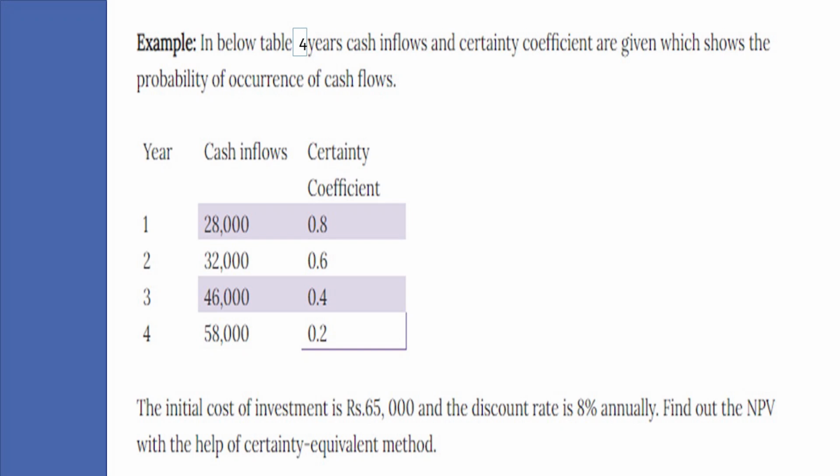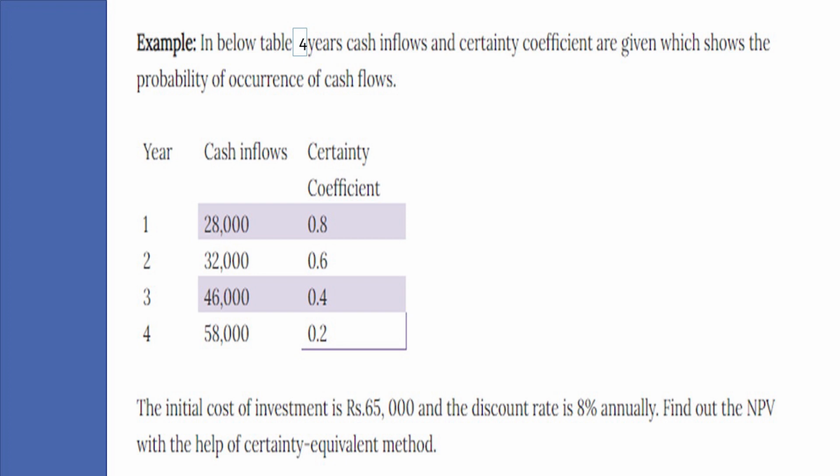Now, let me explain this whole theory with an example or an illustration. In the table given below, you can see there are 4 years of cash flows, and the certainty coefficients are also given in the question. The cash flows are 28,000, 32,000, 46,000 and 54,000, and the certainty coefficients are 0.8, 0.6, 0.4 and 0.2. You will see that for 28,000 the certainty coefficient is 0.8, which means that out of 28,000 you are sure to receive back 0.8 of the total amount.